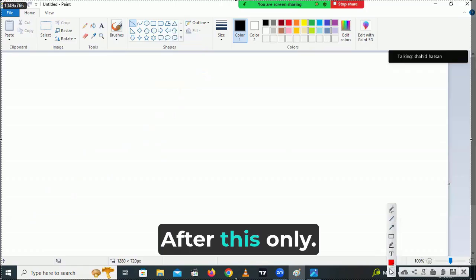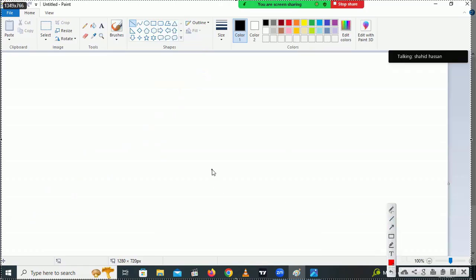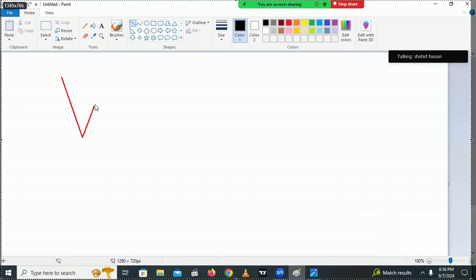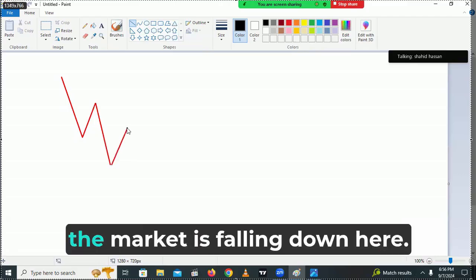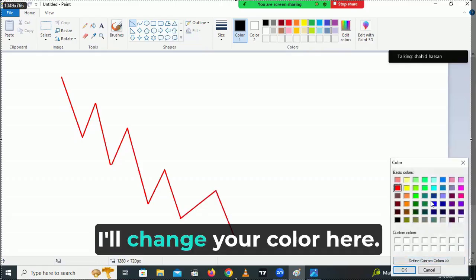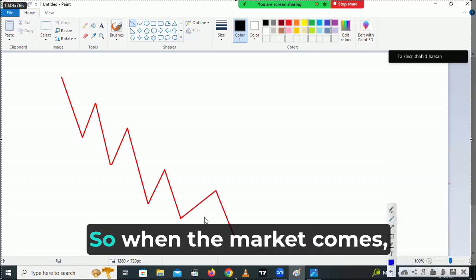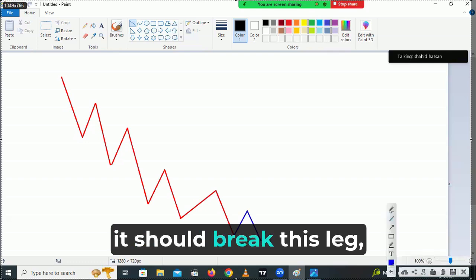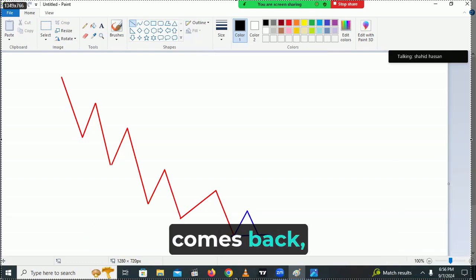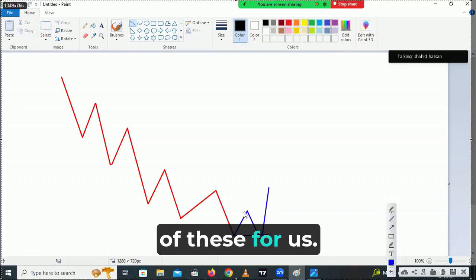Right. After this only, an example, the market is falling down. Yes, the market is falling down here. I'll change the color here. It's a buy example. So when the market comes, it should break this leg, break the previous low here. And then when the market comes back, it should break both of these for us.